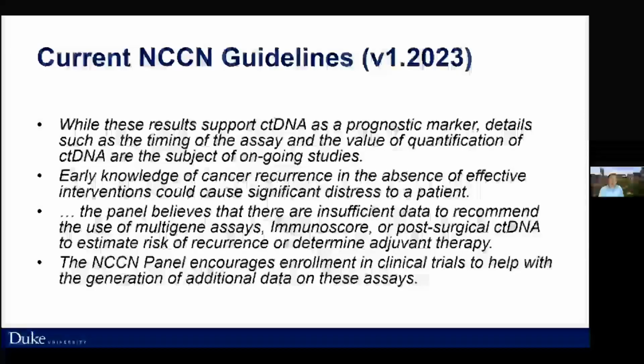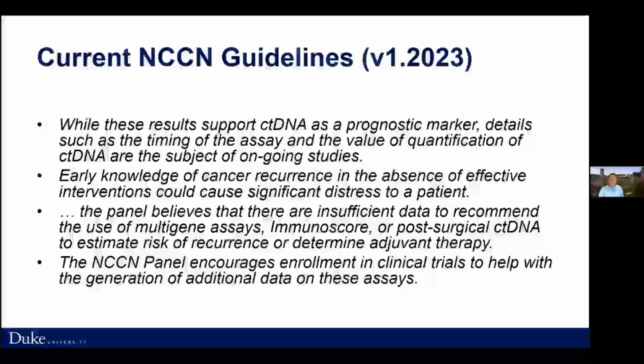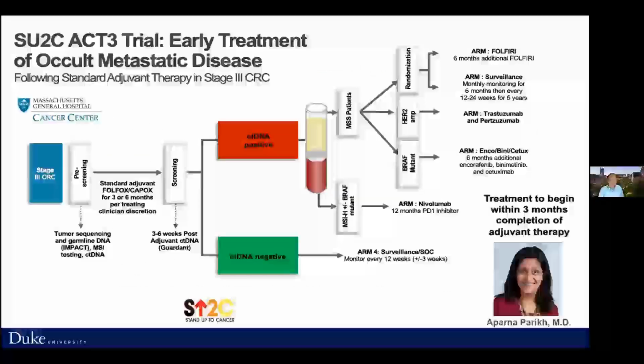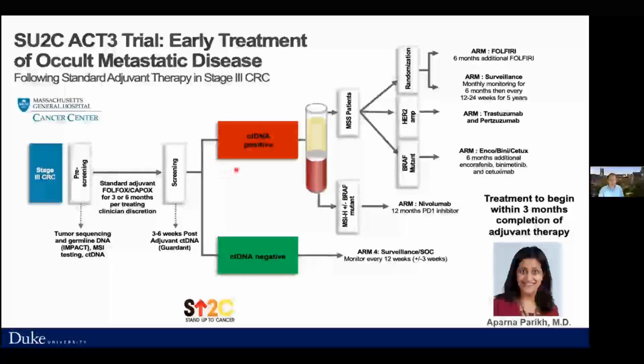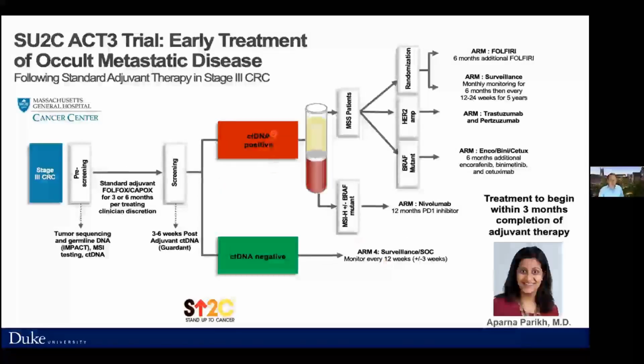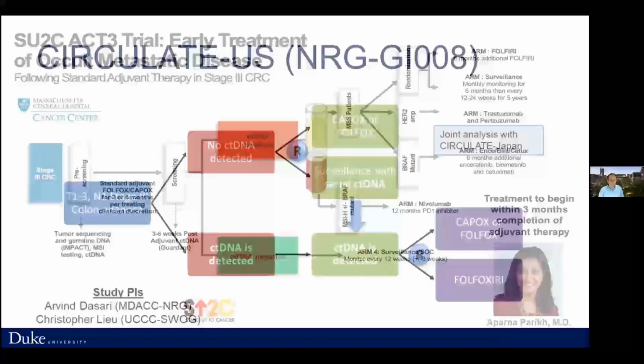But what we also need on top of this is prospective data that we can change outcomes for patients by virtue of this data. And there are a number of studies ongoing. We've got this Mass General study, Stand Up to Cancer, where they're taking patients with stage 3 disease. All patients get standard chemo. And then after completion of chemo, patients who are negative get surveillance. Those who are positive are either given a biomarker-directed treatment or they're randomized to surveillance or FOLFIRI. So that's an interesting study that could show the utility of circulating tumor DNA.